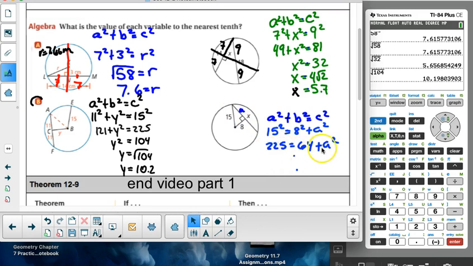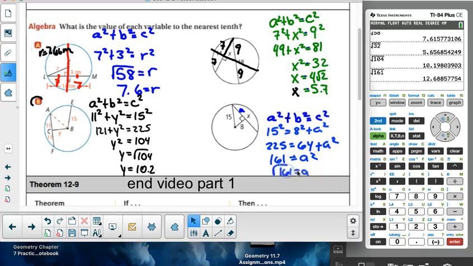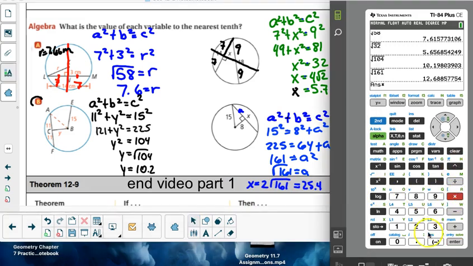I've got 225 equals 64 plus A squared. I subtract 64, I get 161. Again, I'm going to take the square root of 161, and I've got 12.68. So I'm looking at 12.68, but I've got two of them. There's an A here and there's an A here. So I have to multiply by 2. So 2 times the square root of 161 is 25.4, or I could just say times 2 on my calculator, and I get 25.4 as well.